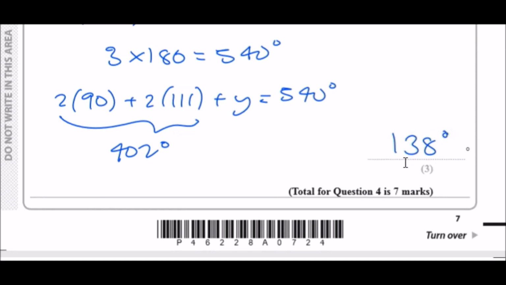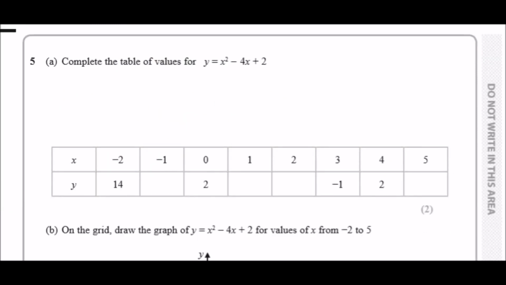138 degrees. Okay, so here we need to complete the table of values for this quadratic equation. If you don't know, a quadratic equation is always in the form of something x squared plus something x plus a constant, and this is exactly what it is. So it's quadratic. Now, this is dead easy. You're given a table, just pop in the values of x to get the respective y.